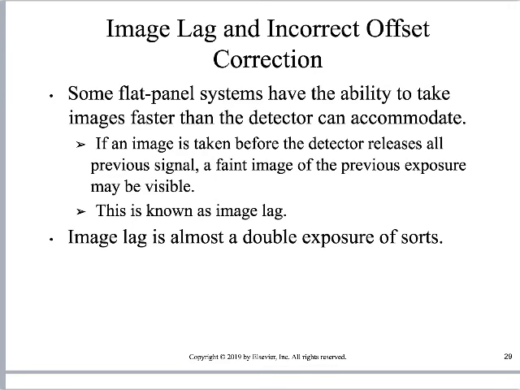That's the example. The next example she offers is looking at a different problem, but it is a human error example. So image lag or incorrect offset correction. Some systems, in fact almost all these systems, have the ability to take images faster than the detector can accommodate. So it is helpful to move at the speed of the system. If an image is taken before the detector releases all the previous signal, before all of the water is emptied out of the room from the previous picture, you're going to have water from two different exposures, right? So if we haven't completely discharged everything that's in that storage capacitor, it will have almost like a double exposure going on, right? So here's an example of just that.